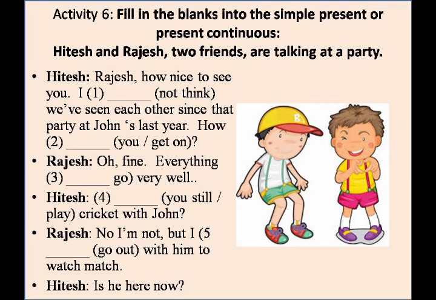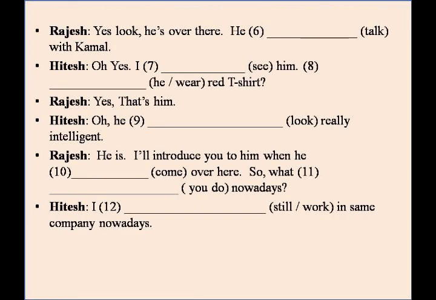In the same way, in activity 6, fill in the blanks with the simple present or present continuous tense form of the verb. Hitesh and Rajesh are two friends. They are talking at a party. In this way you can identify in conversation how tenses play an important role. That's why I'm giving you this kind of activity. All these activities come with an answer key, so write down the answers and check your answers after completion of each activity. The answers are given at the end.